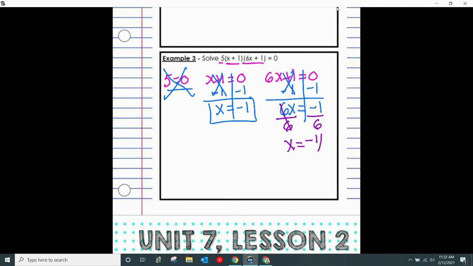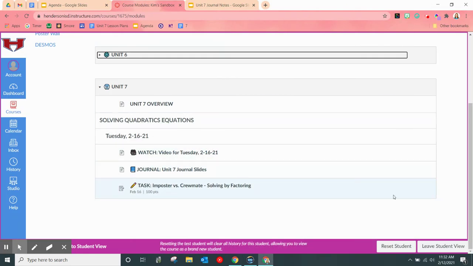I'm going to leave it as a fraction. I'm not going to turn it into a decimal. There's my options. I could have x equals negative 1 or x equals negative 1/6. Because remember, we're going to end up getting 2 answers most of the time. Okay, that is it, guys. That's what I need you to do today. We're going to practice this now. This is how you solve quadratics by factoring.